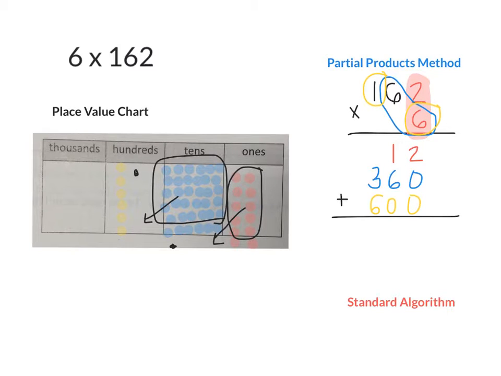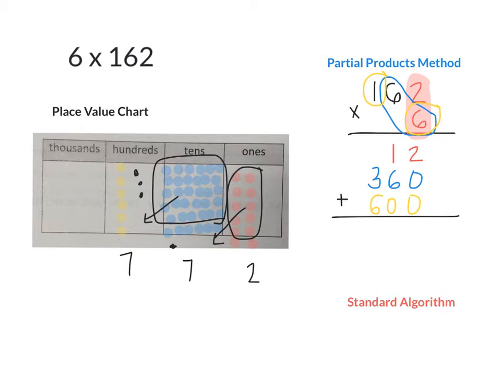So how many hundreds do I have altogether? 7. Okay. How many tens do I have altogether? I had 37. I regrouped 30 of them. How many tens do I have? Everyone? 7, right? And how many ones do I have? 2. Okay.